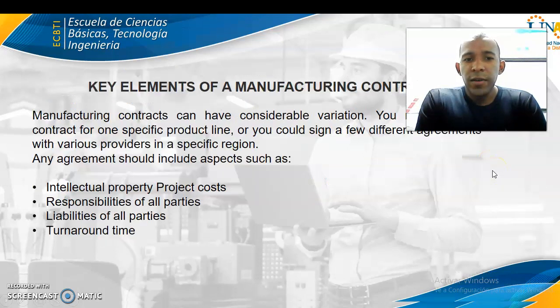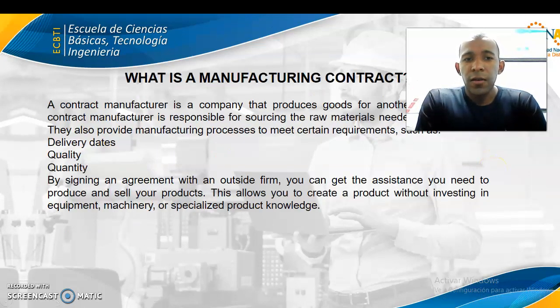A contract manufacturer is a company that produces goods for another business. The contract manufacturer is responsible for sourcing the raw materials needed for production. They also provide the manufacturing process to meet certain requirements such as delivery dates, quality, and quantity of materials.